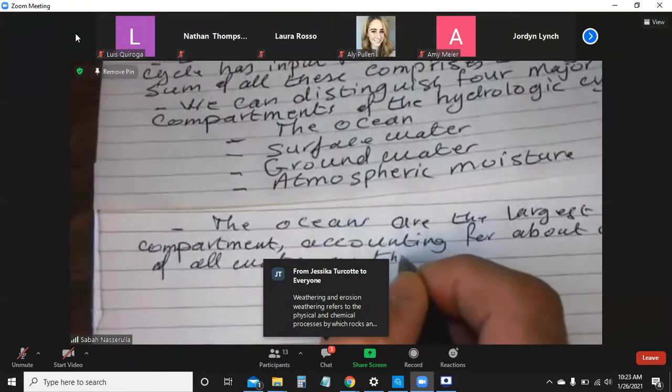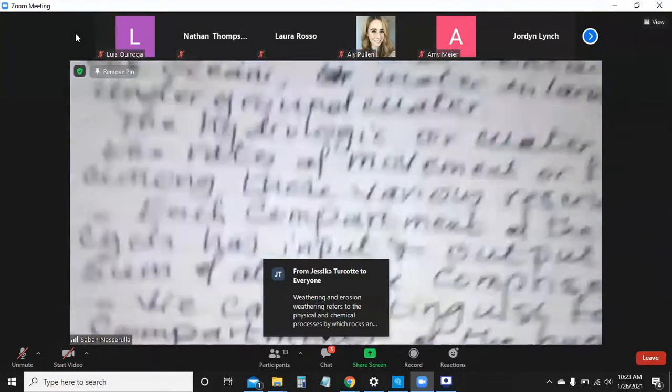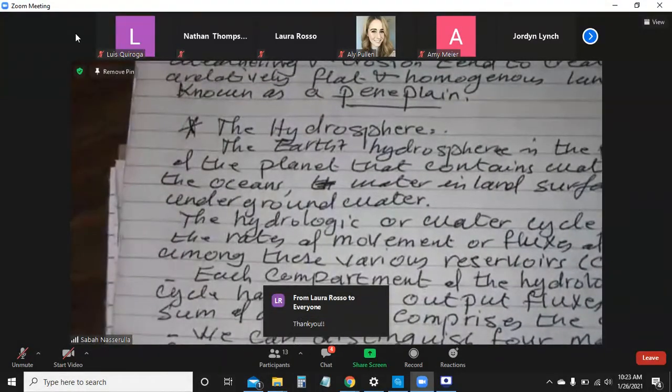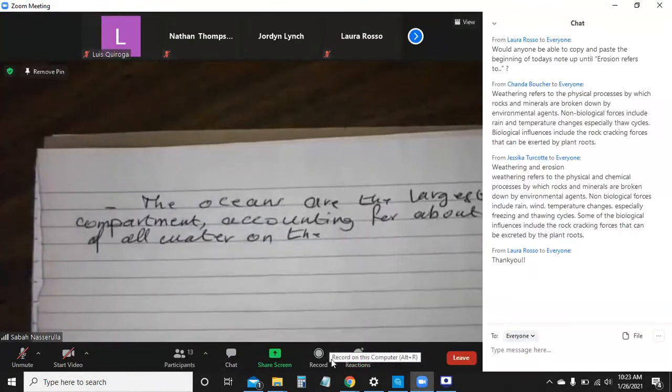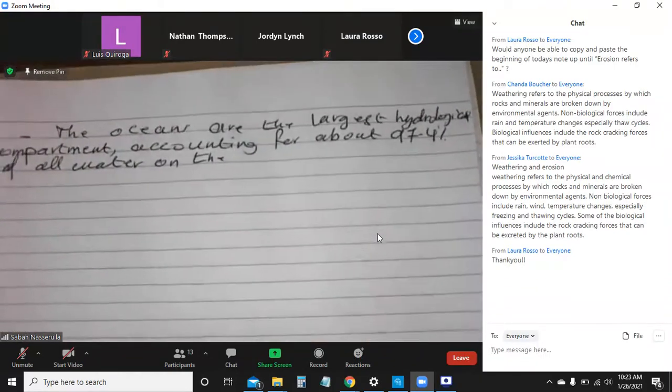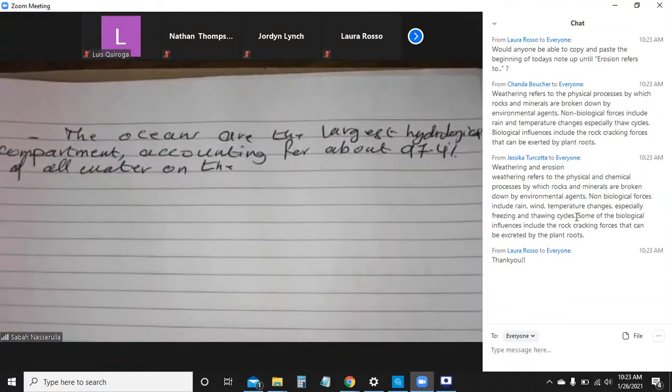Excuse me, sir. Could you move the page just a little bit? We can't see this one. Did you finish on this one? Yes. Okay. Is it okay now? Yeah. Okay, thank you.